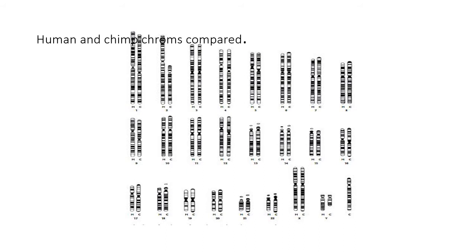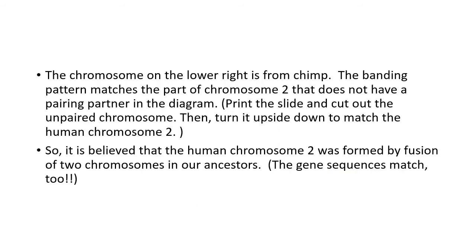And it turns out if you take that banding pattern on that human chromosome 2 and chimp and compare them, they are actually very similar to one another. So it is believed that human chromosome 2 was formed by fusion of two chromosomes in our ancestors. So the genes match here, and we're short a chromosome relative to our chimpanzee and gorilla relatives because of this chromosome fusion, which occurred in the human lineage.